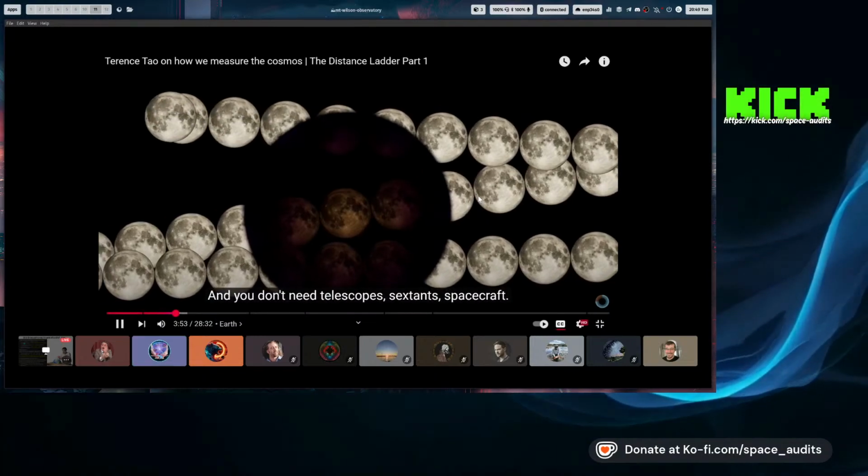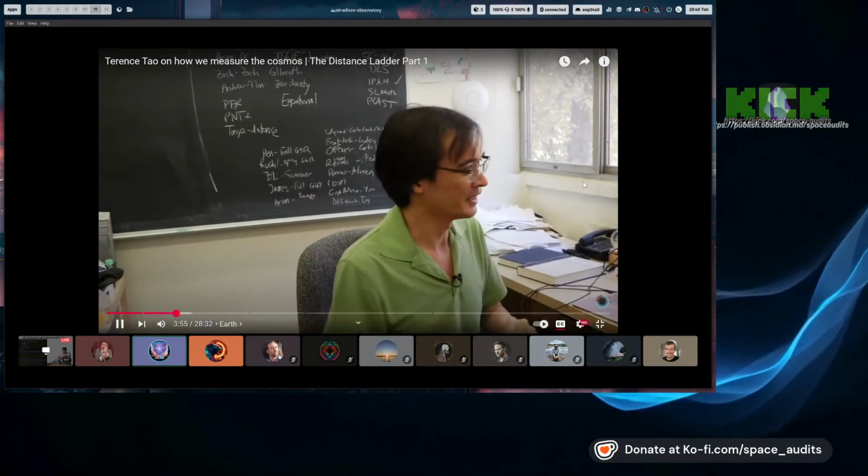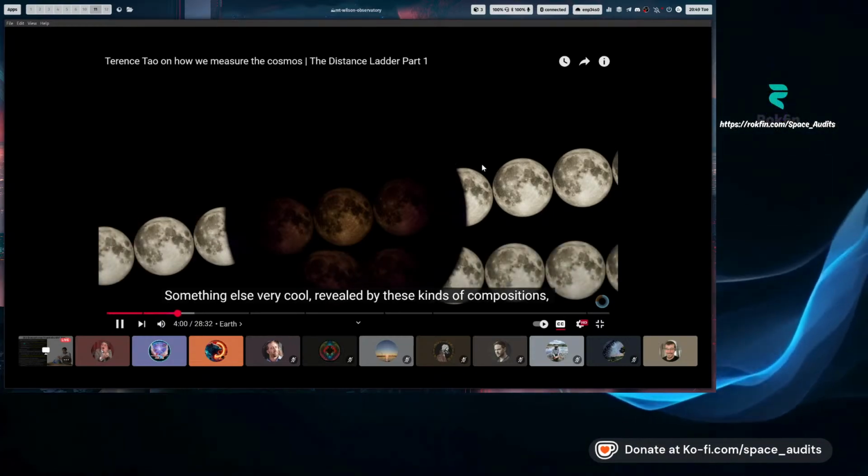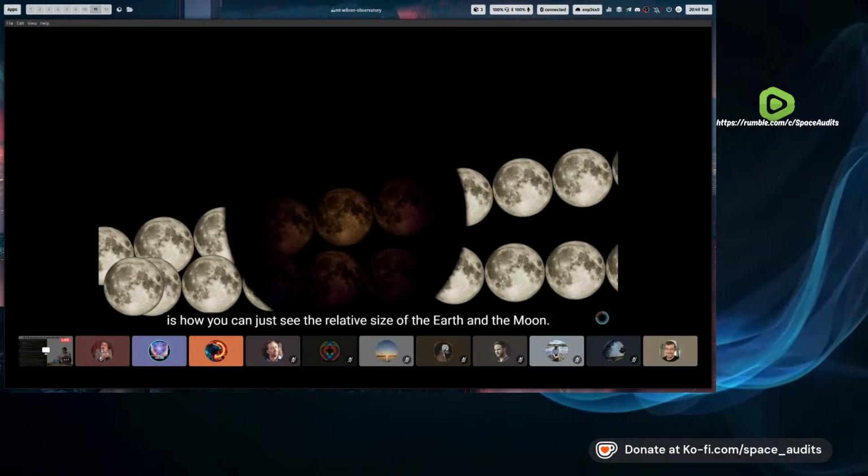You need telescopes, sextants, yeah, we have spacecraft. All right, cool. You just need to look at the moon. Something else very cool revealed by these kinds of compositions is how you can just see the relative size of the Earth and the moon.